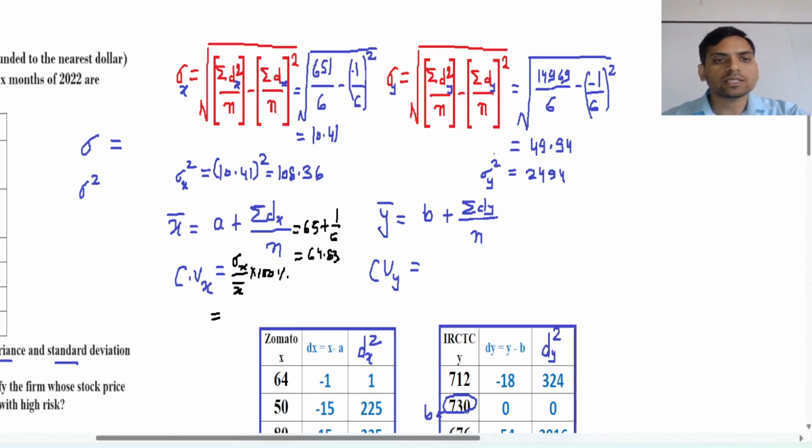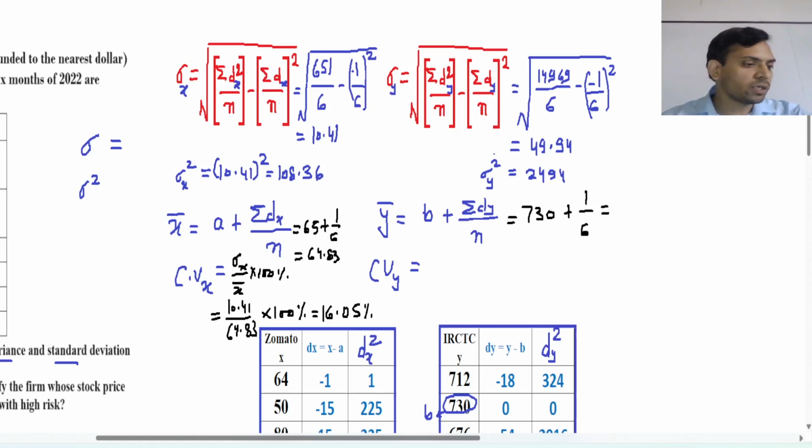And coefficient of variance is sigma x upon x bar into 100%. So you will see sigma x is 10.41, just we have calculated, and x bar equals to 64.83, and this multiplied by 100%. So you will see this quantity as 16.05%. So this is 16.05%, and for second data y bar is equal to b, which is 730, and summation dy for this data set is 1. So this is 731 upon 6, that is what?